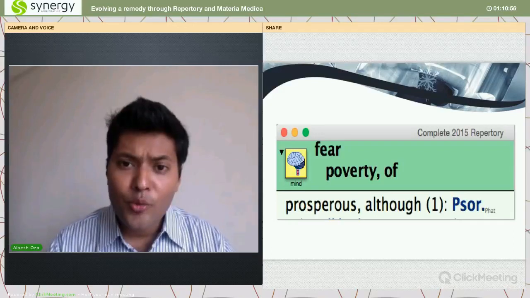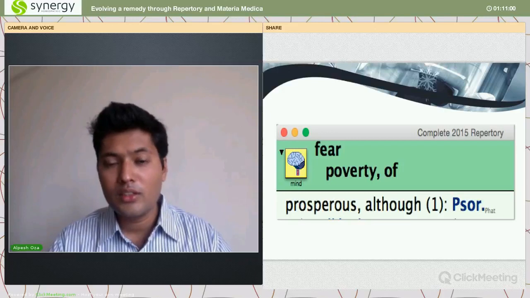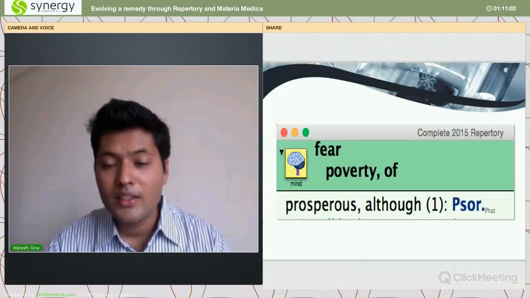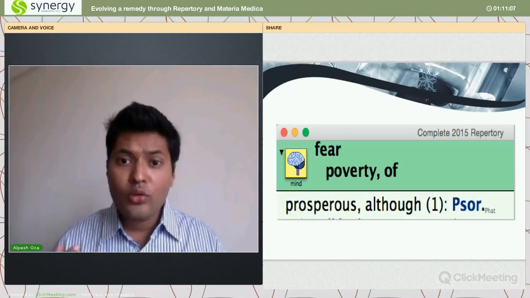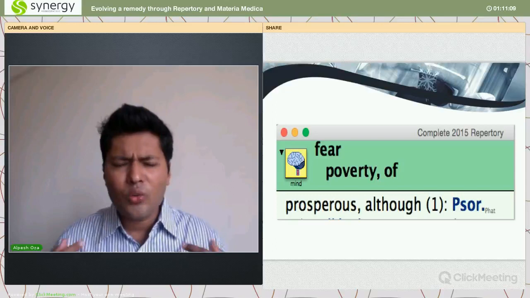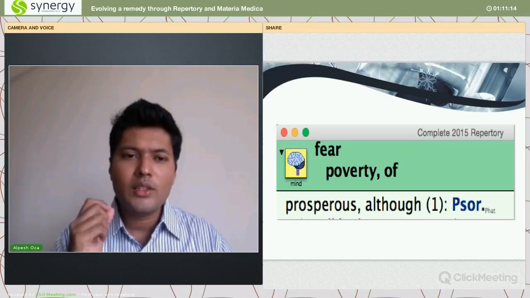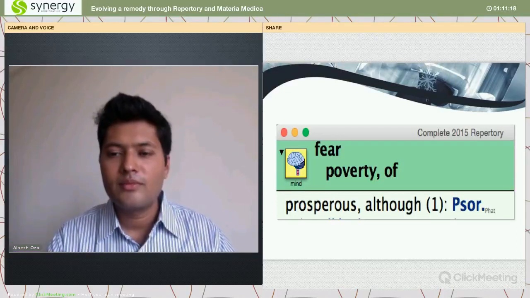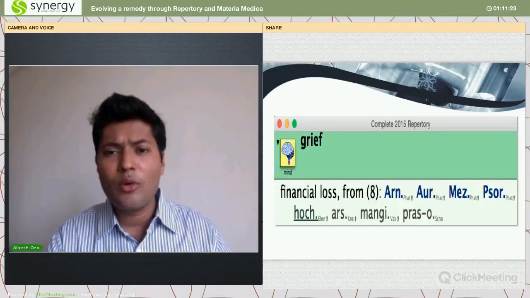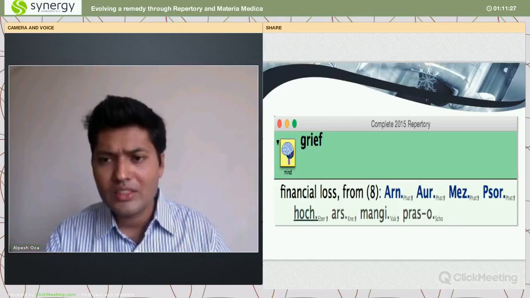Fear of poverty, prosperous although, given by Pathak. It's a single remedy rubric. So it tells us that although he is prosperous, he constantly has this feeling that he'll become poor. And that's the main idea of Psorinum. He always has this grief about financial issues. He'll have a financial loss and so on. He has this grief, fear.